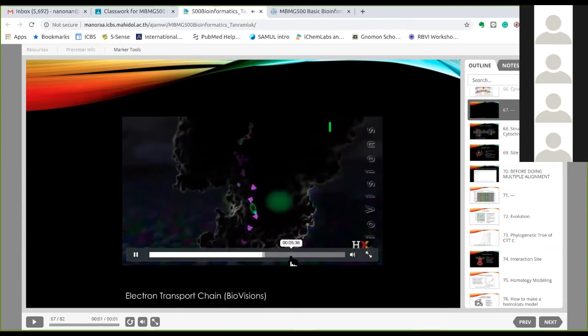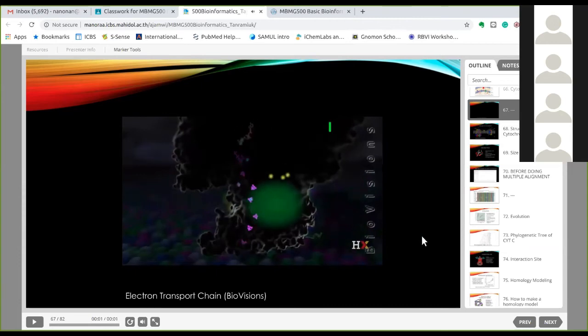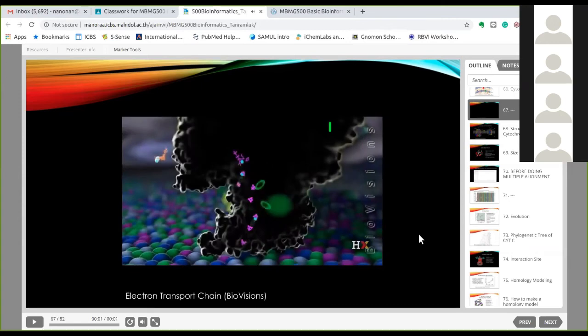A small amount of energy is released each time an electron is passed between redox centers. Complex 1 harnesses this energy across all the redox centers and uses it to pump protons.